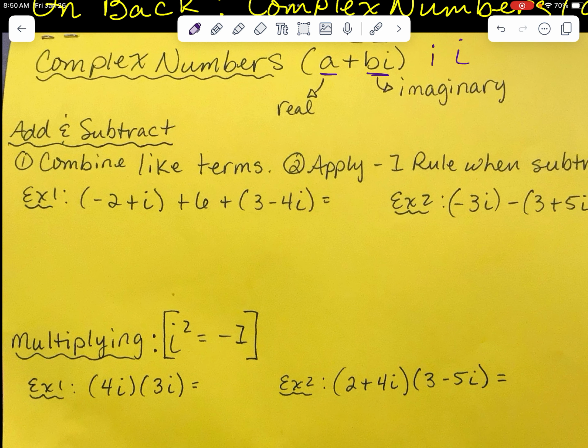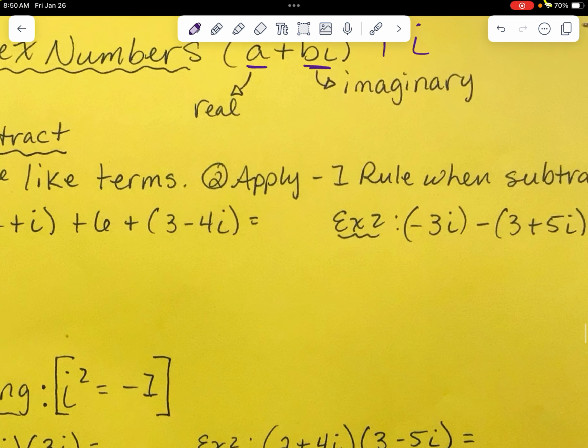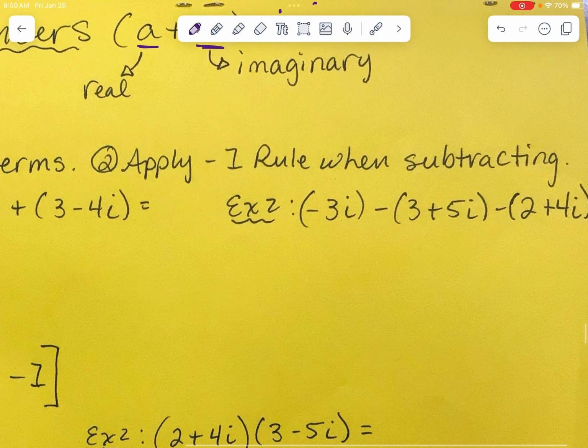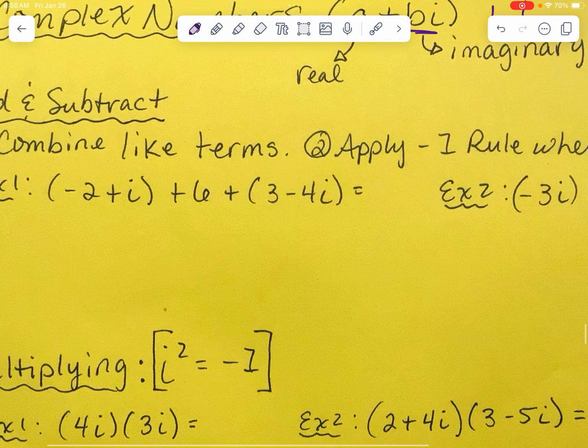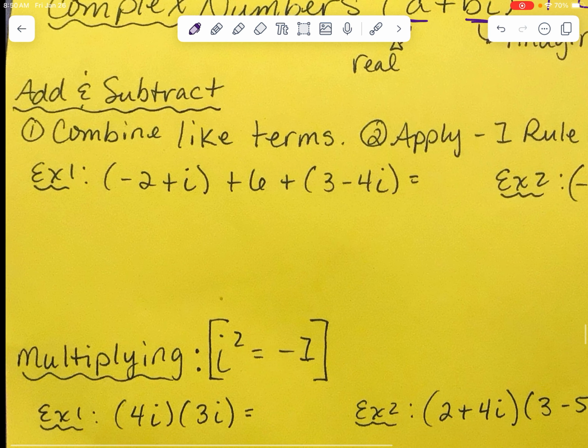So we are going to combine like terms. That means numbers are going to go with numbers and i's are going to go with i's. And we have to apply the -1 rule when we are subtracting. We'll talk about that with example 2 here in just a second. Look at our first example here.